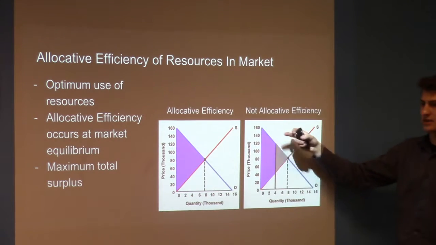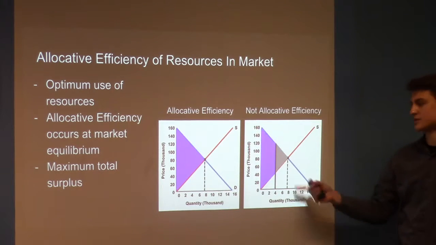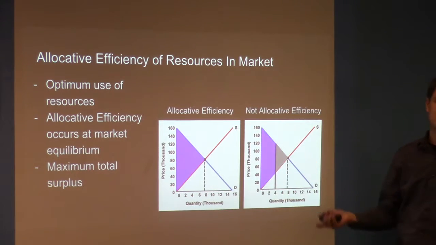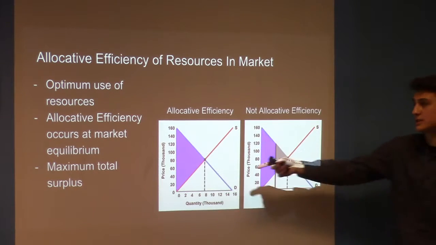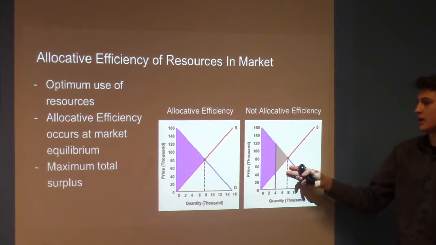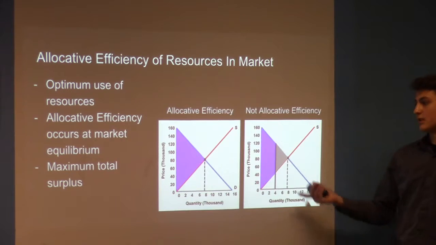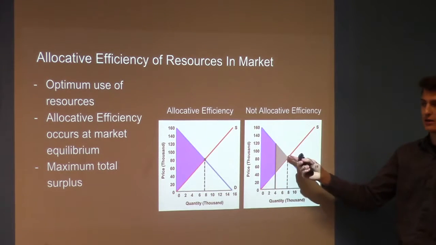So the area of this is the consumer and producer surplus, and the area of this is the deadweight loss, which Mackenzie will talk about later. So this is allocatively efficient, and this is not allocatively efficient. In the end, this one doesn't have deadweight loss, and that one has deadweight loss.